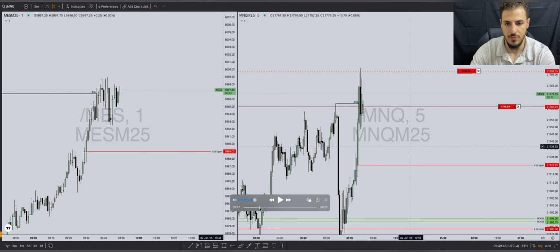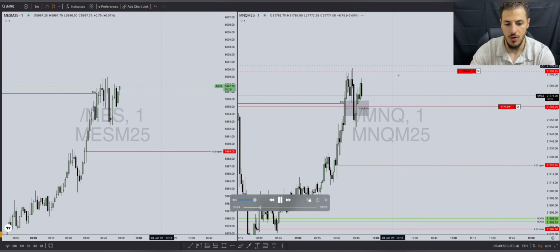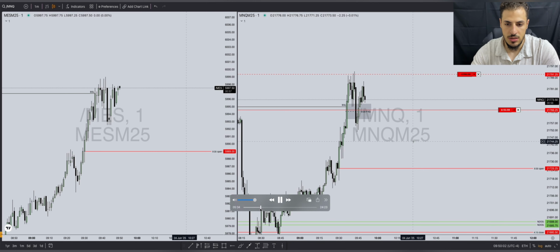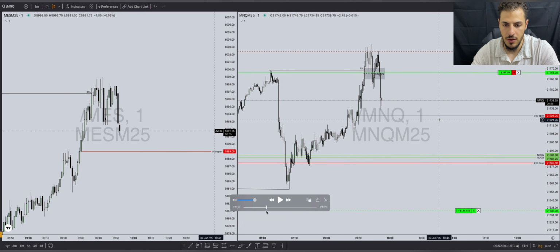So kind of measuring the midpoint of the wick on the 5-minute. We kind of barely reached it, just barely tapped it. And then here we start to roll lower. We impulse lower from here.